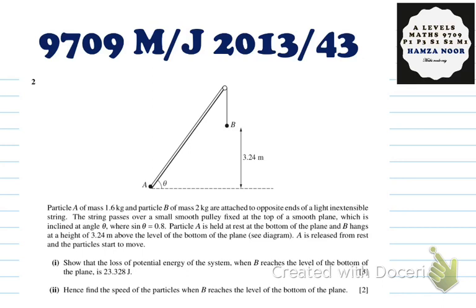23.328 joules. The first thing is that the gain in kinetic energy is equal to the loss of potential energy, provided that there are no external forces, that is, no work done against resistance or work done by a driving force. Before solving this question, let me explain how to derive the equation that the gain in kinetic energy is equal to the loss of potential energy.